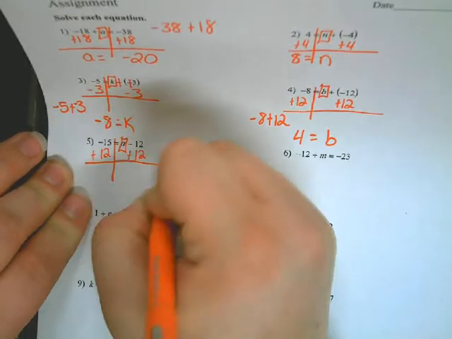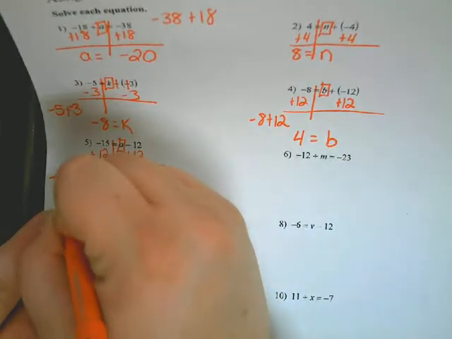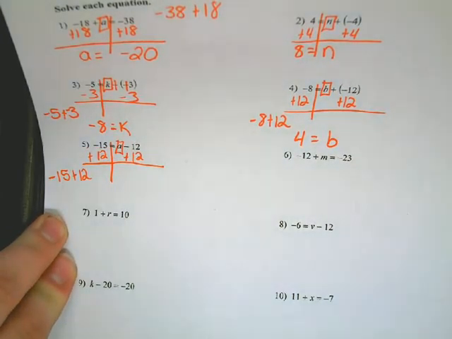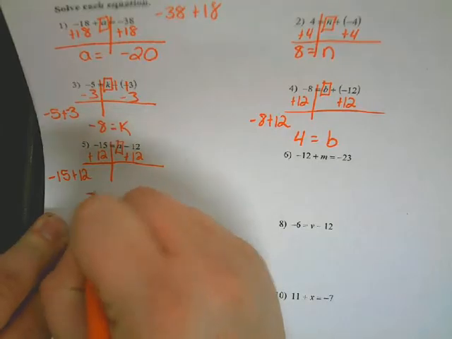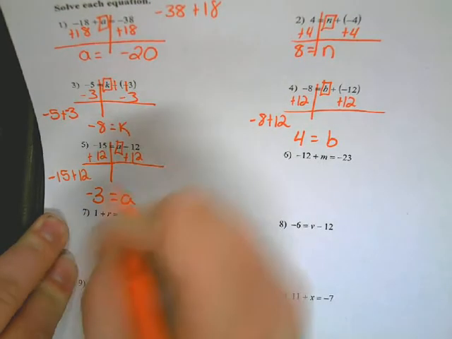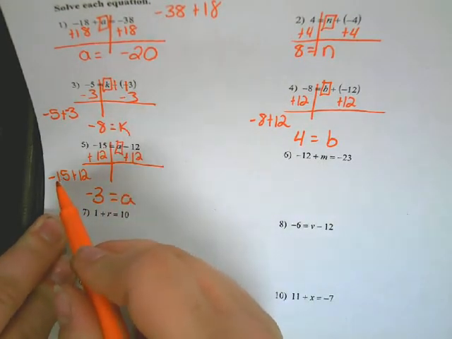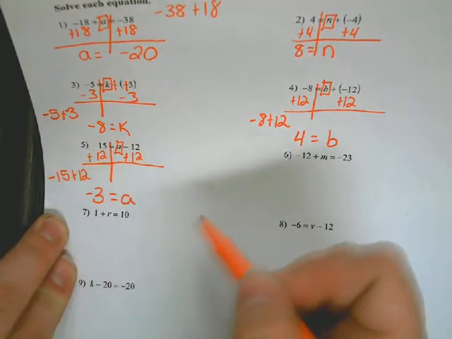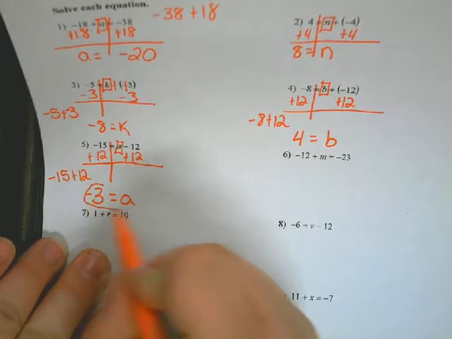So off to the side I have negative 15 plus 12, which gives me what? What is it? 3. Positive or negative? Negative. Negative 3. The 15 is larger. Different sign, subtract. Keep the sign of the larger number. Okay, so negative 3 is equal to A.